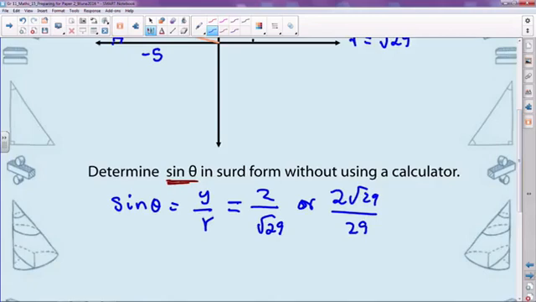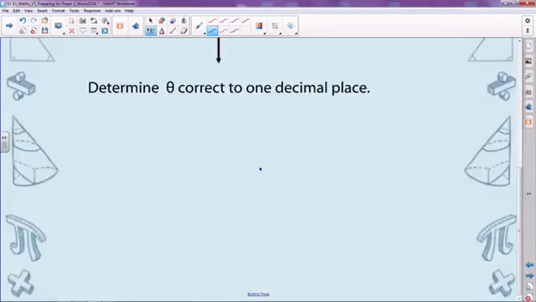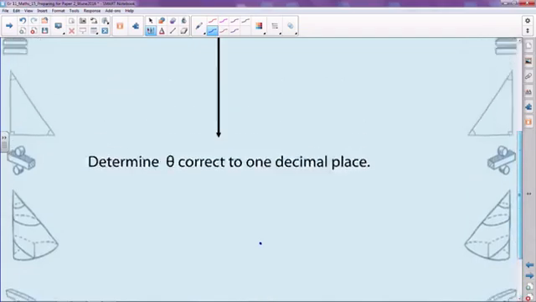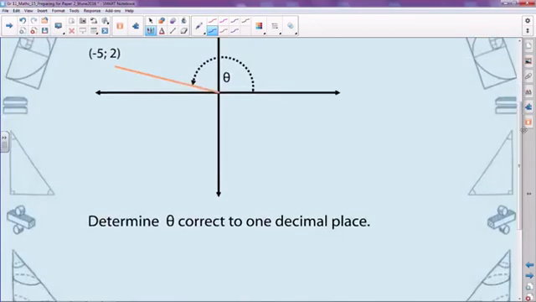Right. Now next, it doesn't want to go to the next question. Why? All right. So you've got it. Determine theta correct to 1 decimal place. Okay. So you see, theta is all the way. All right. So we're expecting theta to be more than 90 degrees. You see, it's in the second quadrant.